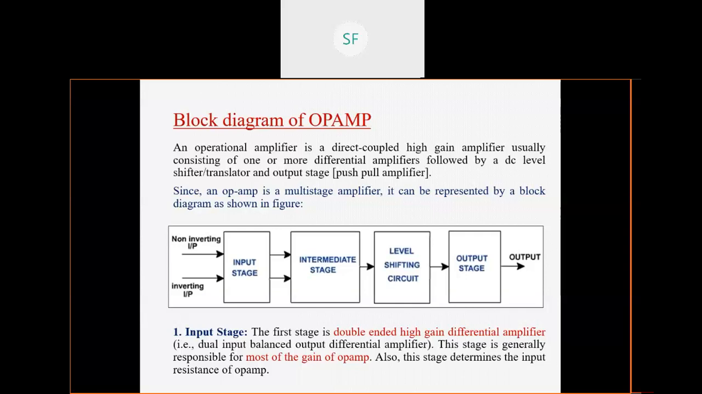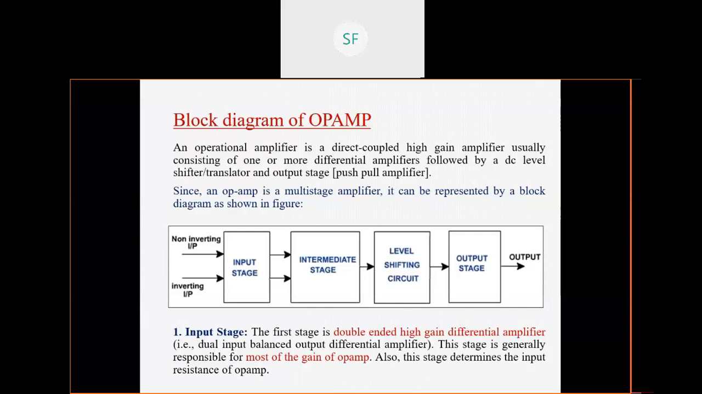Now in the first stage, the input stage is nothing but a double-ended high gain differential amplifier. Double-ended means it has two inputs and two outputs. So it is also called dual input, right? Dual input means two inputs, and balanced output means having two outputs. And it will be a differential amplifier. We know that a differential amplifier will amplify the difference between two inputs.